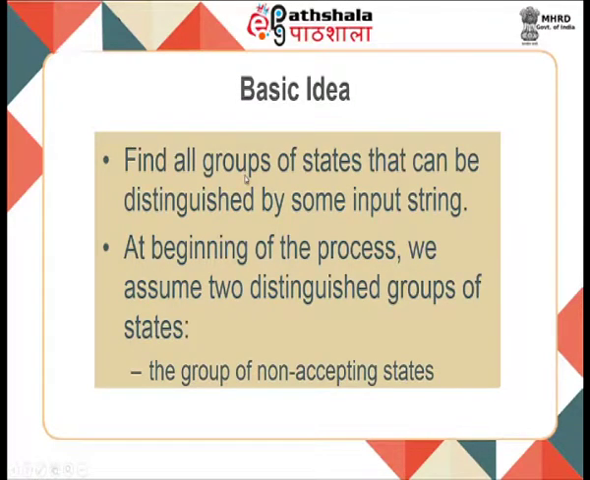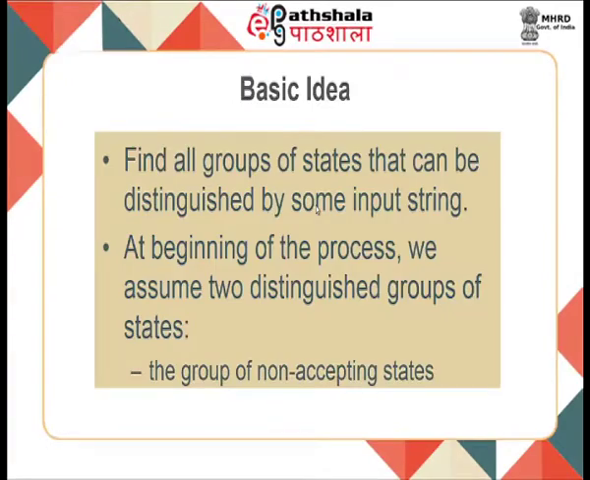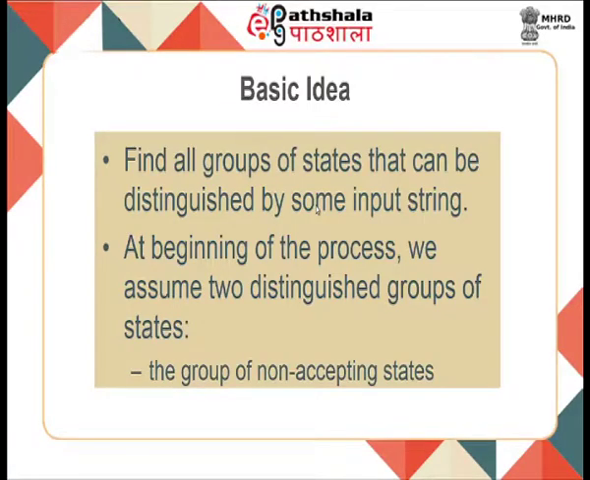Now, the basic idea is to find all groups of states that can be distinguished by some input string. When I say two states are distinguishable, these states are not equivalent. If there are non-equivalent states, there should also be equivalent states. Non-equivalent is easy to find out, so we will use that concept rather than looking at the equivalent concept. Two states are non-equivalent if one is accepting and the other is a non-accepting state. That is how we call it non-equivalent. Non-equivalent basically means it is going to be a distinguished pair of states. So, what we do is we assume two distinguished groups of states.